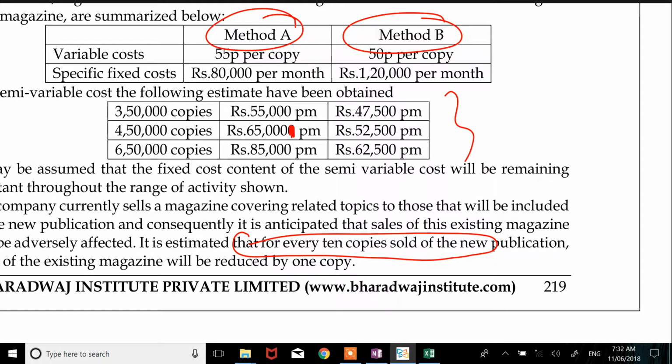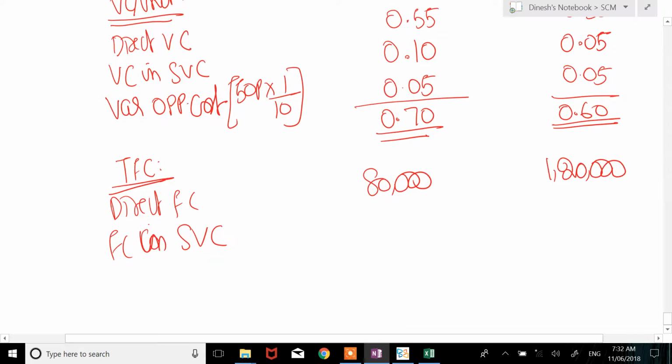You can take one level and do the calculation. I'm not explaining that. Let me know in case you need an explanation there. FC component in SVC. How much is the FC in SVC? 20 and 30.